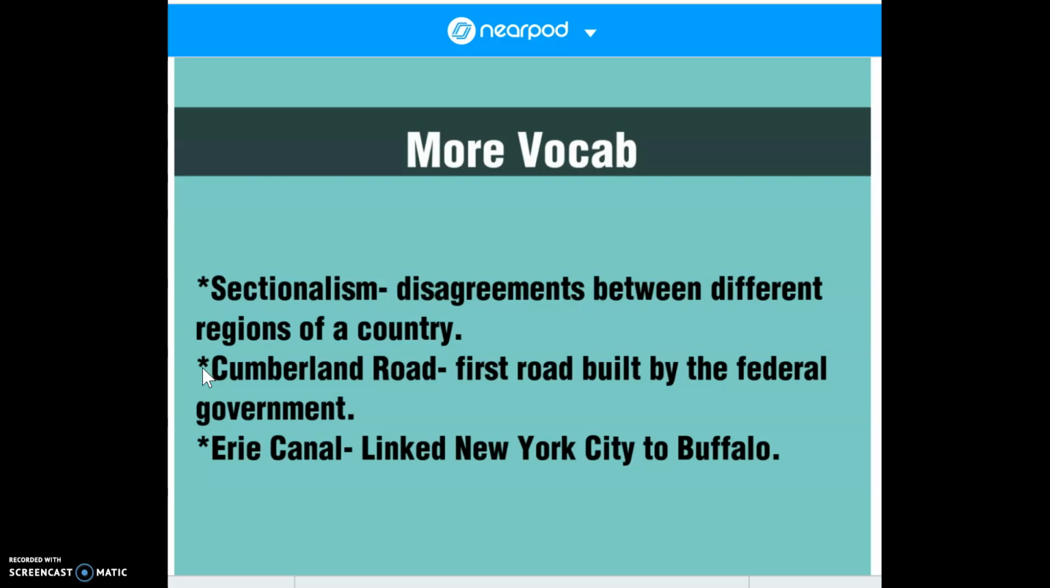A couple more vocab terms. You have sectionalism, which was disagreements between different regions of the country, and this is going to become a big deal when we talk about slavery and the Civil War near the end of the year. The Cumberland Road was the first road built by the federal government, and that road still exists today. It's Route 70. It travels from Washington, D.C. across Maryland and parts of Pennsylvania and West Virginia, and all the way to St. Louis, Missouri. You also have the Erie Canal, which basically linked New York City to Buffalo by water, and that was a big deal as well.